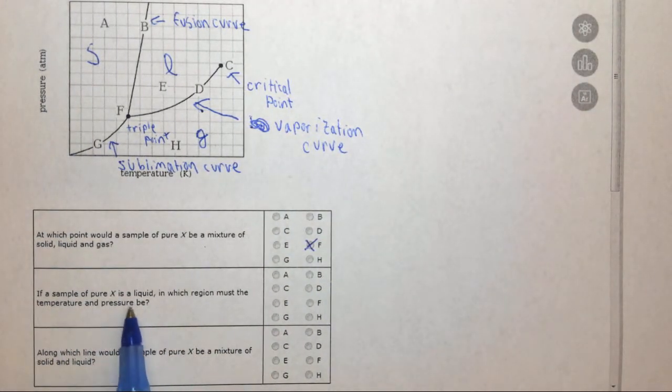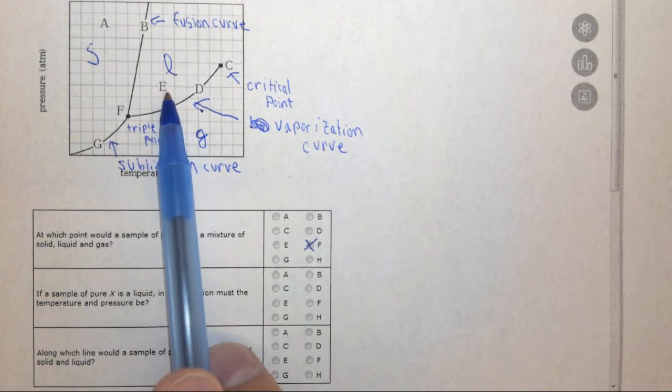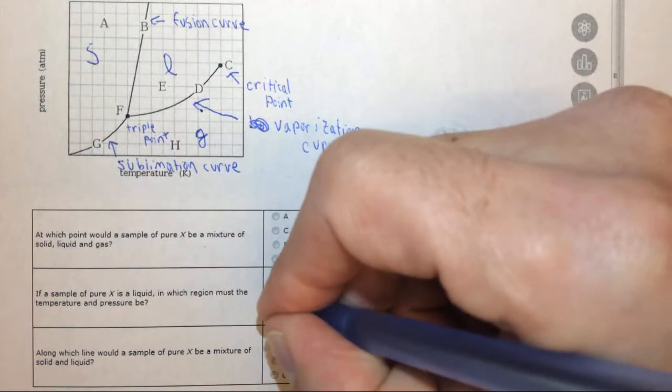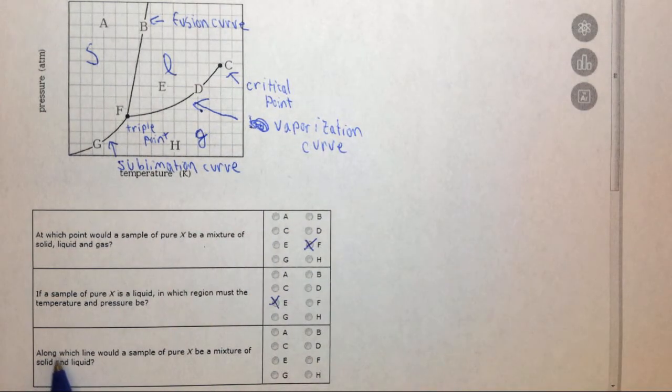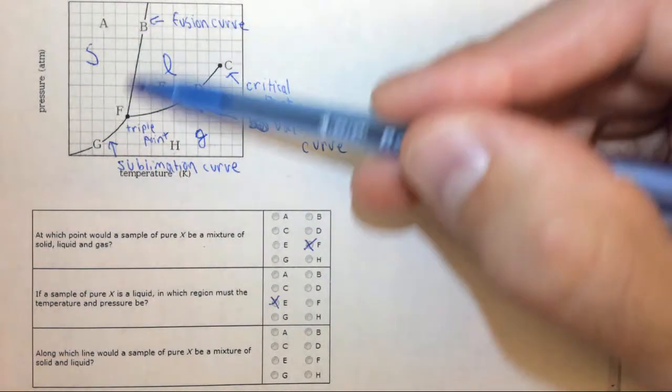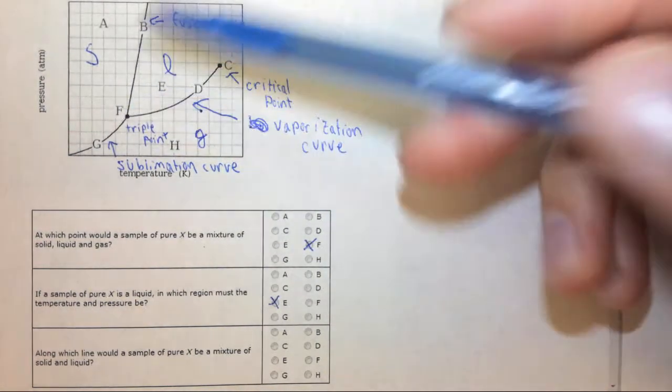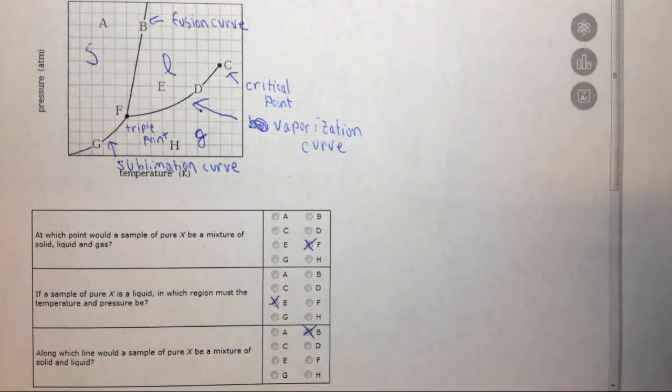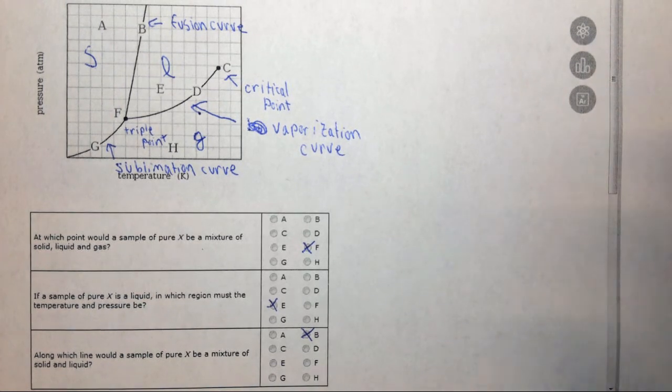It says, if a sample of pure X is a liquid, in which region must the temperature and pressure be? So, the liquid is in region E, we had already identified that. Along which line would a sample of pure X be a mixture of solid and liquid? That would be along this fusion curve, which is B. So now we've identified all the places of a phase diagram.